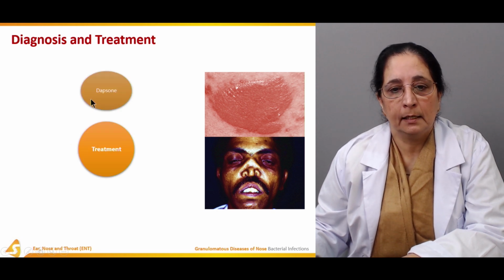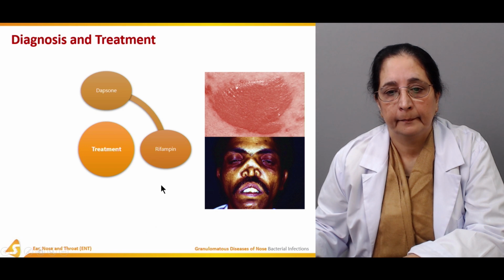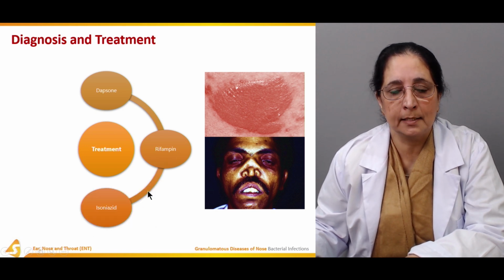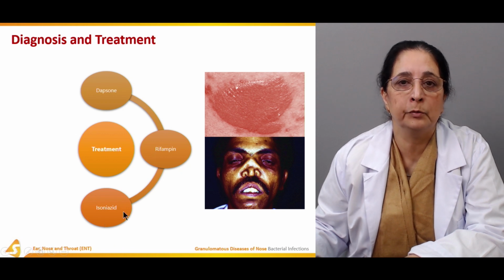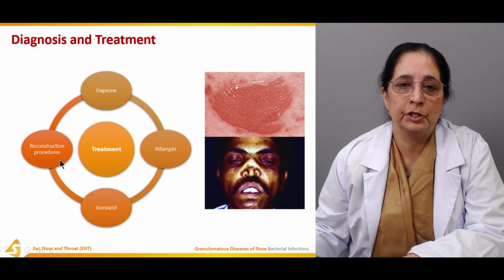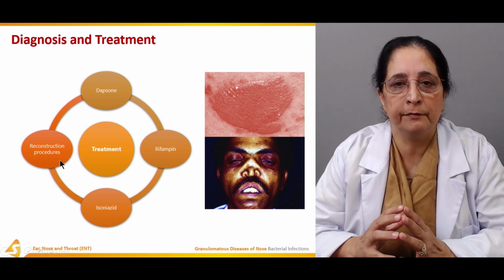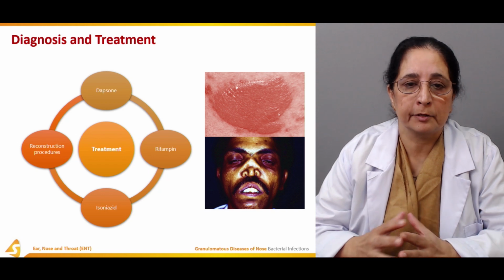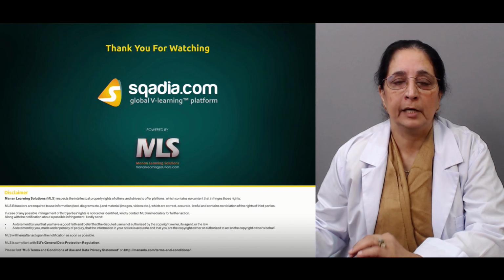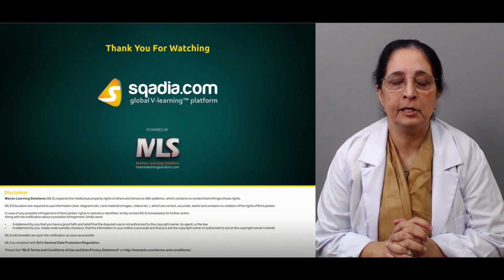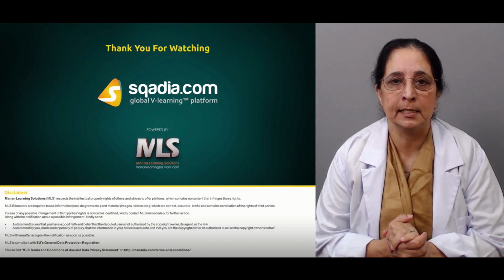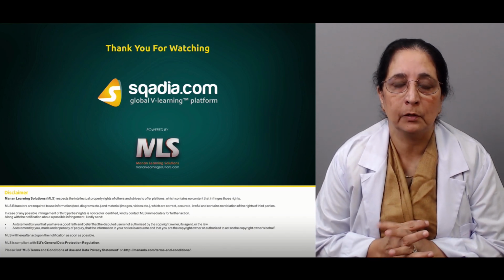Treatment is dapsone, rifampin, isoniazid. These are the drugs used for tuberculosis also. And then reconstruction procedure, if there is any deformity, then reconstruction should be done. So that was all about section 1, in which we talked about some bacterial causes of granulomatous diseases of the nose.